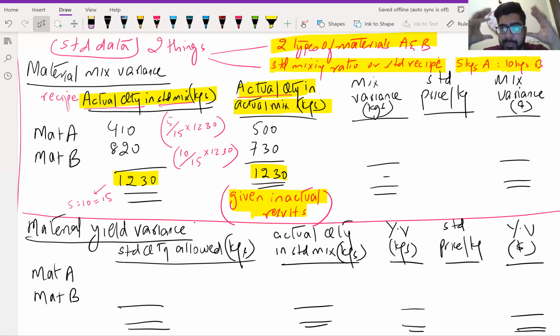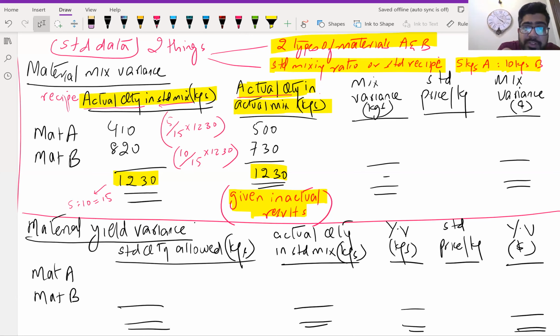Understand the strategy. Mix and yield variance required, make the format. From the standard data, you have to extract two things: how many materials, 2, A and B, and the standard mixing ratio in kgs, 5:10. Enter the second column first. Actual quantity in actual mix, what you have input, is always given in actual results: 500A, 730B, 1230. Copy the same 1230, and apply the standard mixing ratio, 5:10. Let's just wrap it up now.